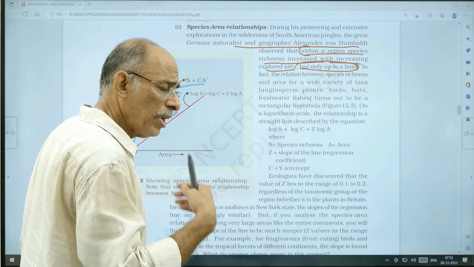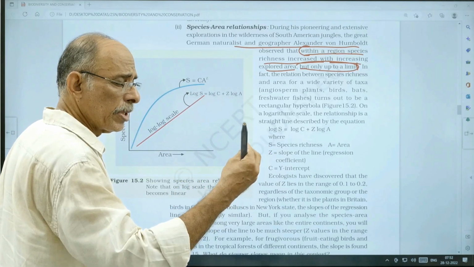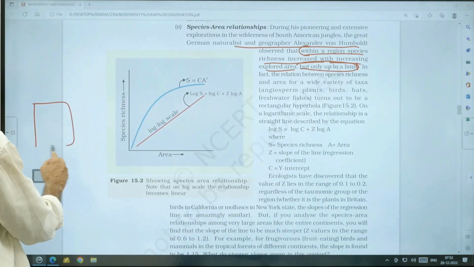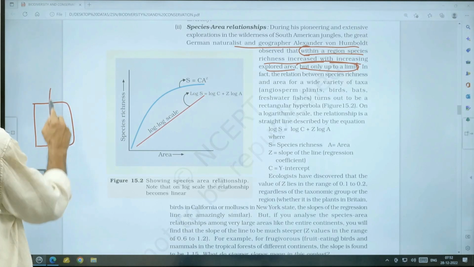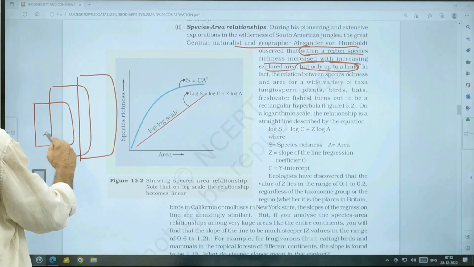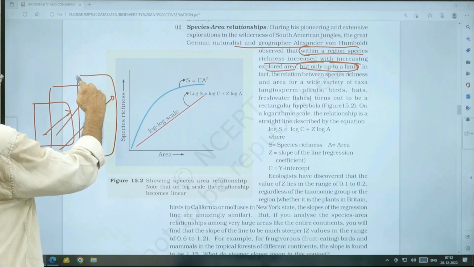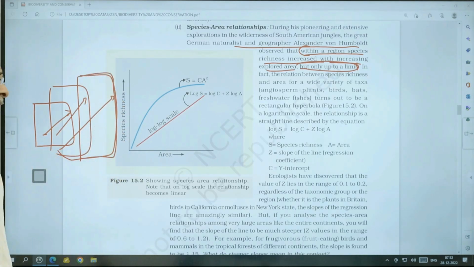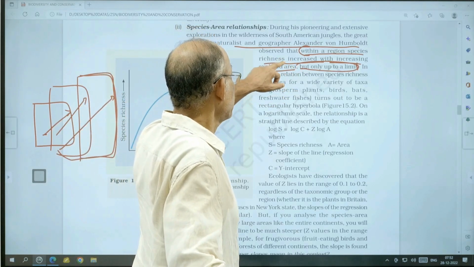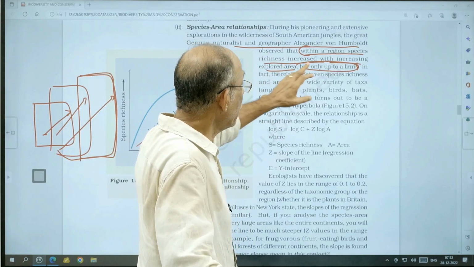Beyond that, even if we increase the study area, the species richness will not change considerably; maybe one or two species may increase or decrease. So as we increase the study area, species richness increases, but only up to a certain limit. After this, there will not be any considerable increase or decrease. So within a region, species richness increases with increasing explored area, but only up to a limit.